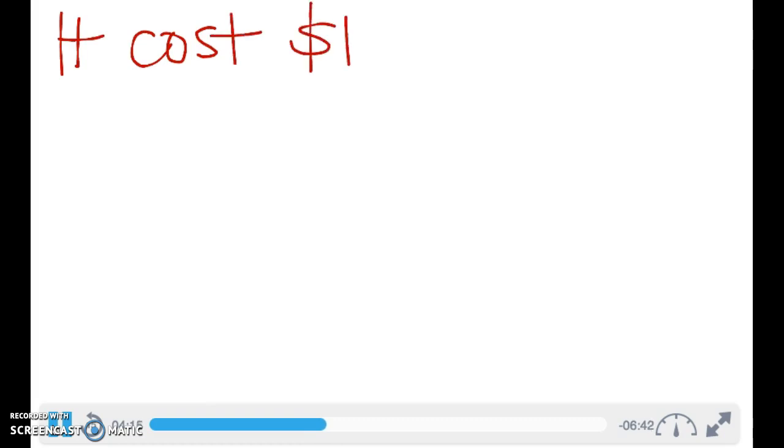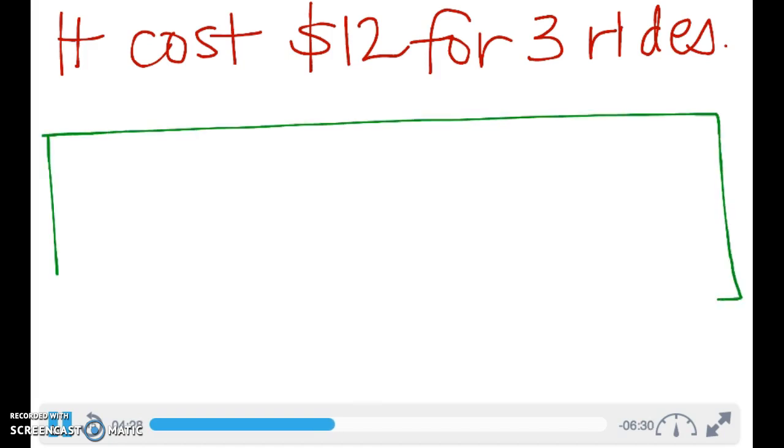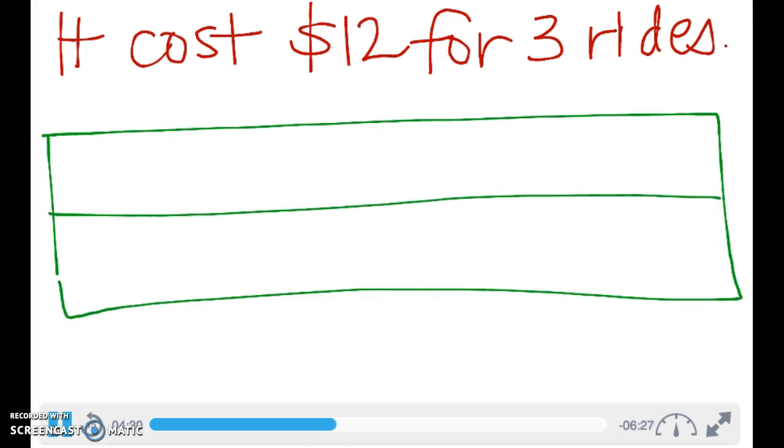All right, so let's say that I told you that it cost $12 for 3 rides at the fair. Okay, so I was going to the fair. It cost $12 for 3 rides. Okay, so the first thing that I would ask you to do is make a table of what you're working with. So I'm going to kind of draw a little table out.